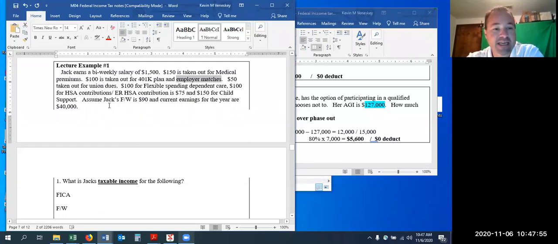100 for the HSA contributions. Yes and yes. Take that out. The employer contributions, extra information. Don't need to know that. $100 taken out. 150 taken out for child support. No and no, cannot deduct that from taxable wages.